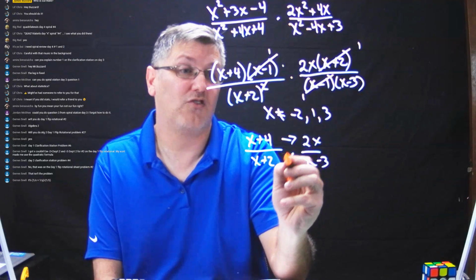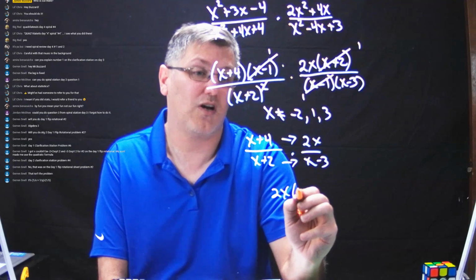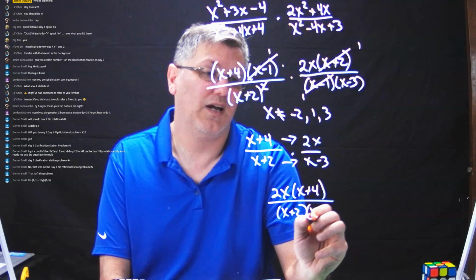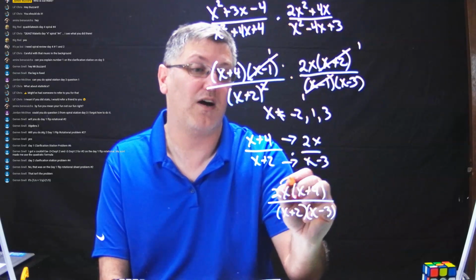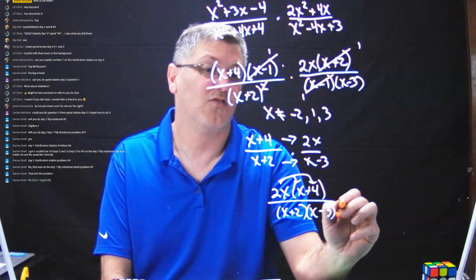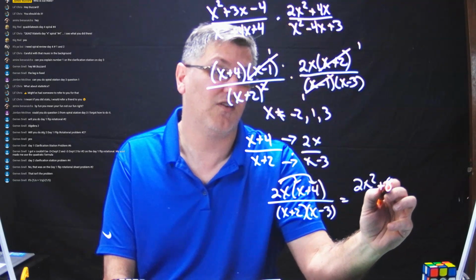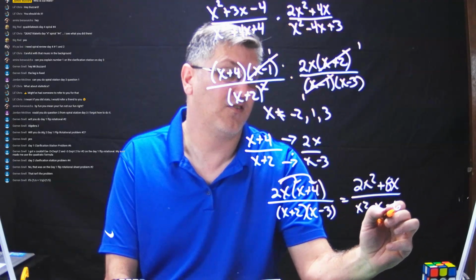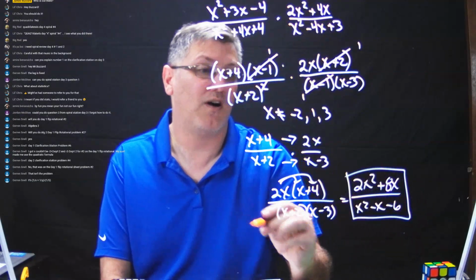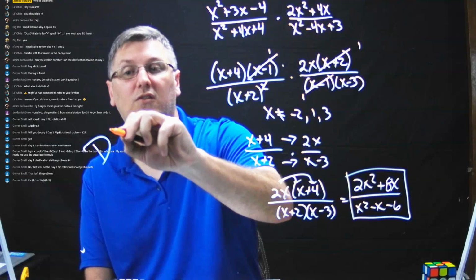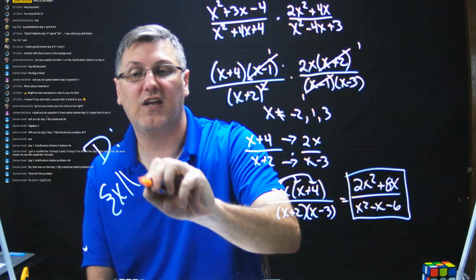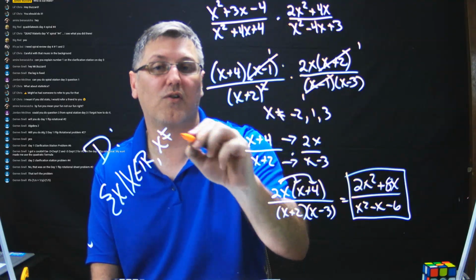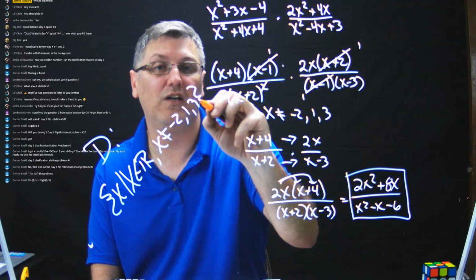From here, we just multiply straight across, and I'm going to have 2x times x plus 4 over x plus 2, x minus 3. And because it's the last problem, I'll finish this out. We'll do hippity-hoppity distributive property. So this gives me 2x squared plus 8x all over x squared minus x minus 6. And there would be the absolute final answer. Your domain on this is going to be the set of all x such that x is an element of the real numbers, and x cannot equal these numbers right here, -2, 1, and 3. There you go.